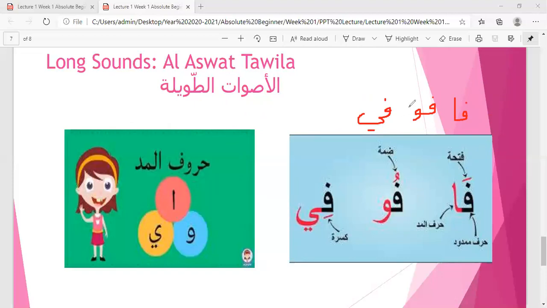Okay, this is fa. How do you see the shape? Fa plus what? Wa. So how do you read it with wa? How do you move your mouth when you read with wa? To the front. Fu. In order to know how to read it, remember fu. Fu shortly. Fu, fi. Dhamma goes for wa. Fatha goes for a. And now, the last one is what?